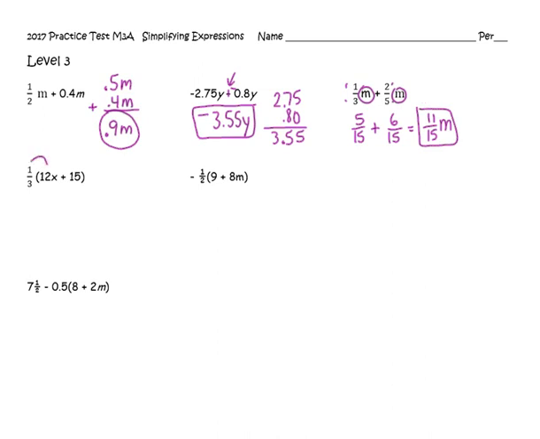Next, distribute 1/3 to both terms. 1/3 of 12x is 4x, and 1/3 of 15 is 5.